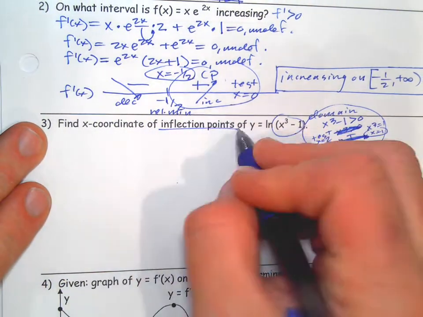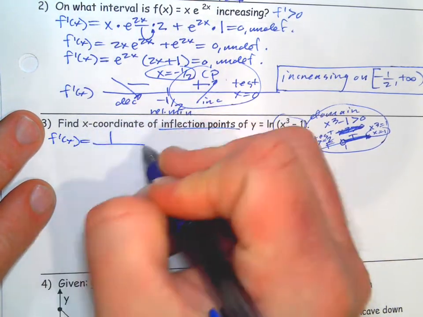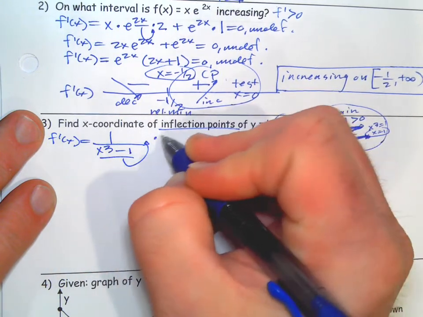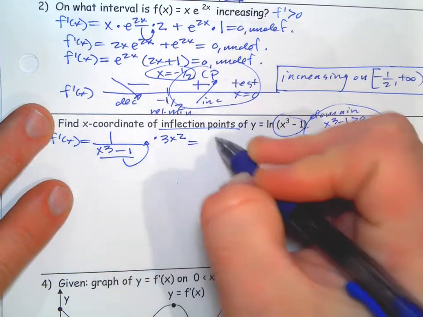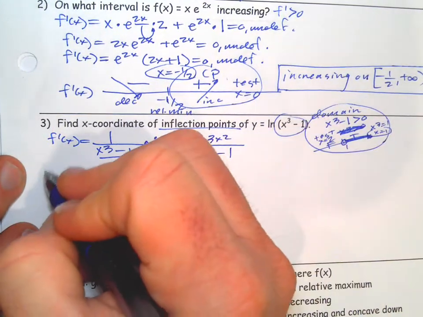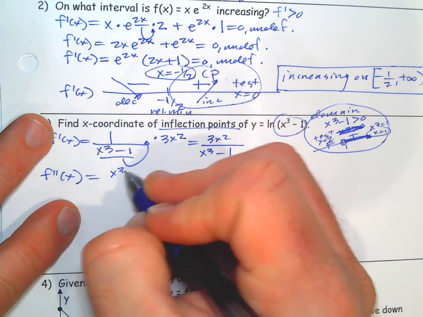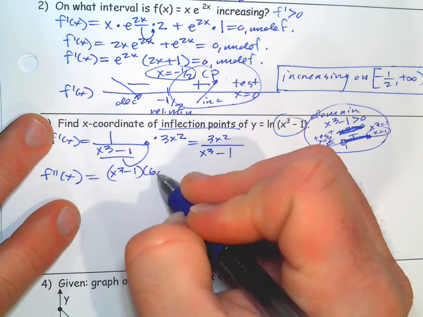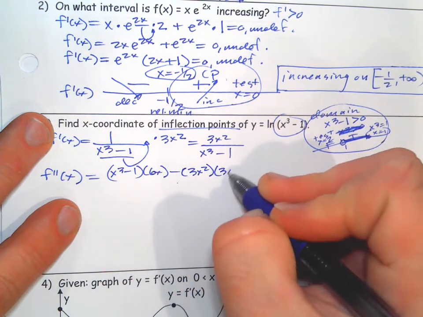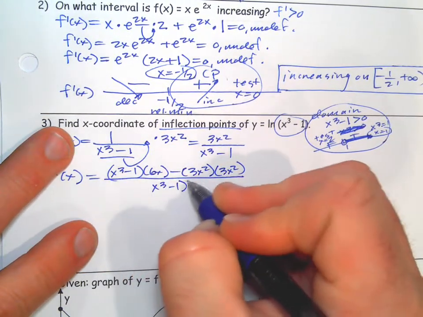So inflection points, we're going to do the first derivative, which is 1 over what's inside, times the derivative of what's inside. So we get 3x squared over x cubed minus 1. And the second derivative, I'm going to do quotient rule, low d high minus high d low, all over low squared.